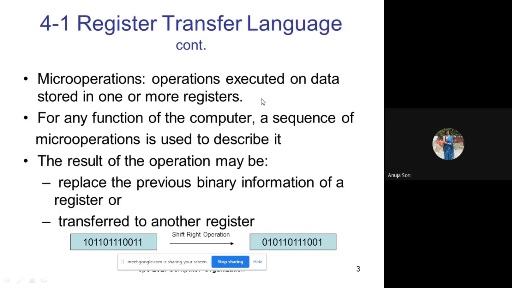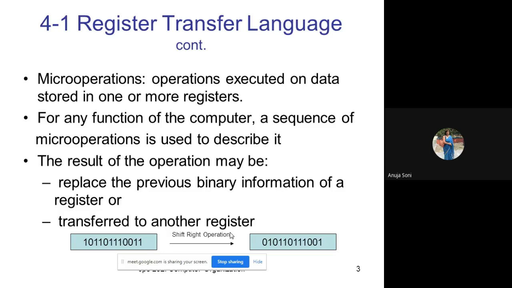So operations executed on data stored in one or more registers are called micro operations. For any function of the computer, a sequence of micro operations is used to describe it. Means ultimately, once you write an instruction, like add, multiply or subtract, internally in the backend at the CPU level, at the register level, it gets executed with the help of a sequence of smaller expressions known as micro operations, and the result of the operation may replace the previous binary information of a register or be transferred to another register.